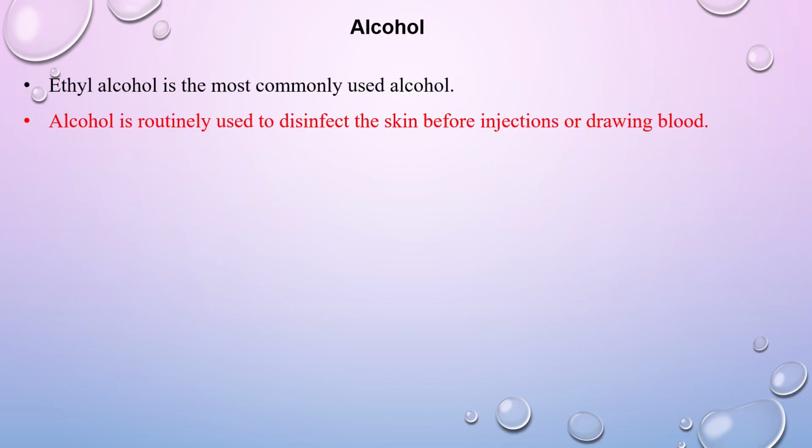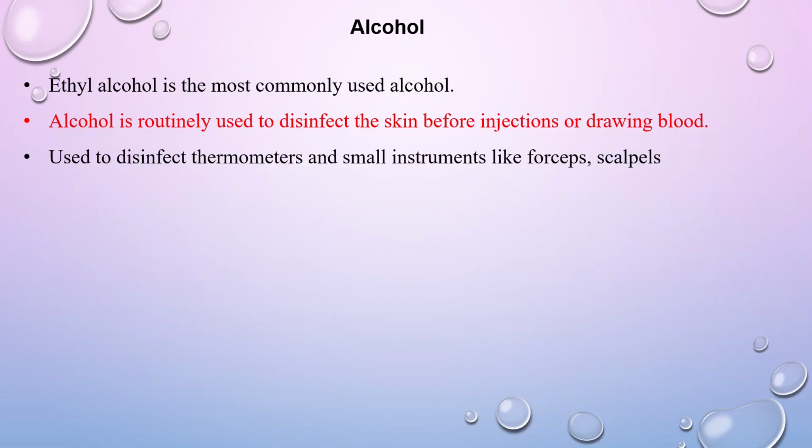Alcohol is routinely used to disinfect the skin before injections or drawing blood. It is also used to disinfect thermometers and small instruments like forceps, scalpels, etc., by immersing them in alcohol for 10 to 15 minutes. Surprisingly, 70% ethanol is more effective than absolute alcohol.